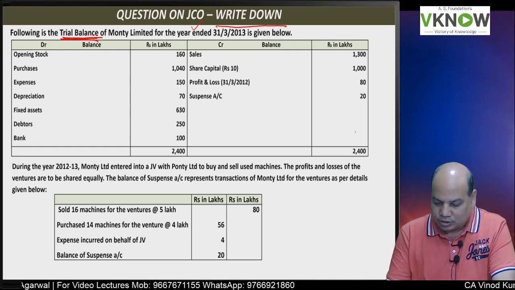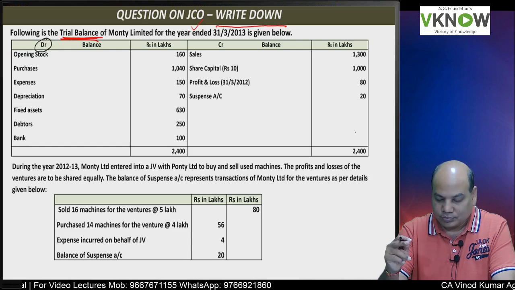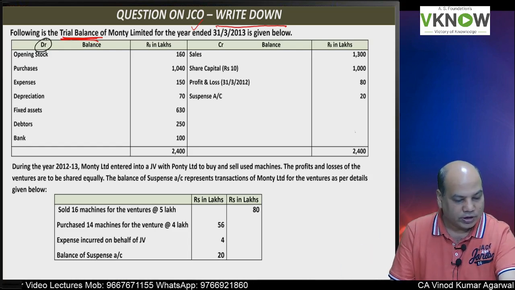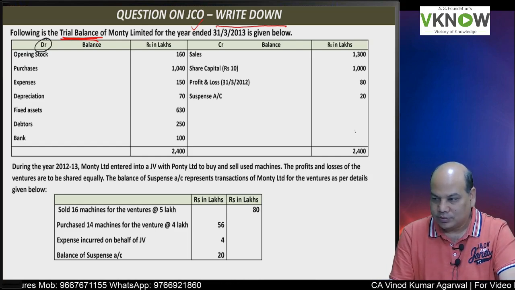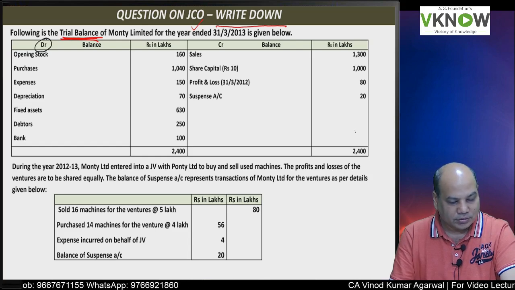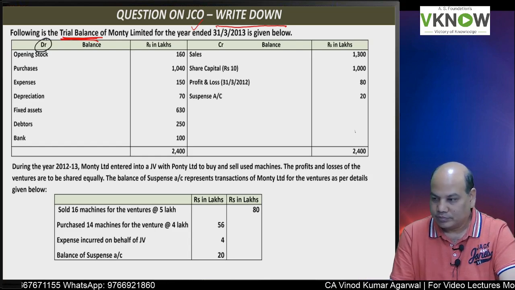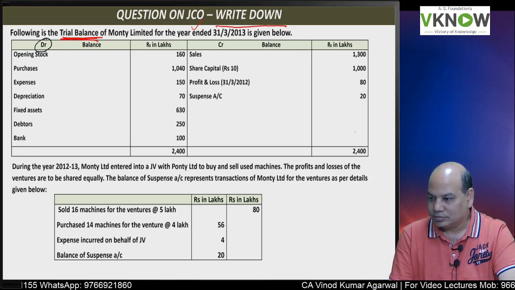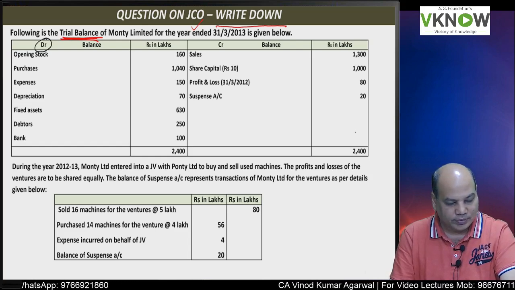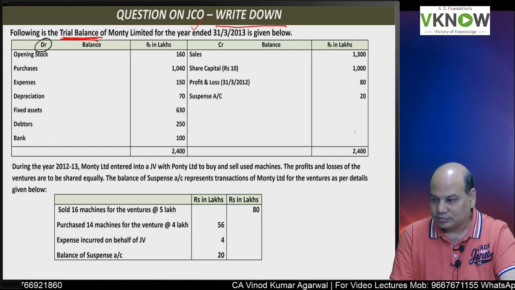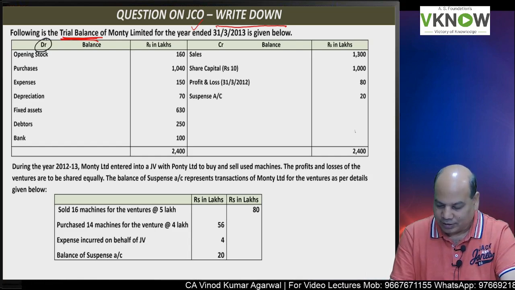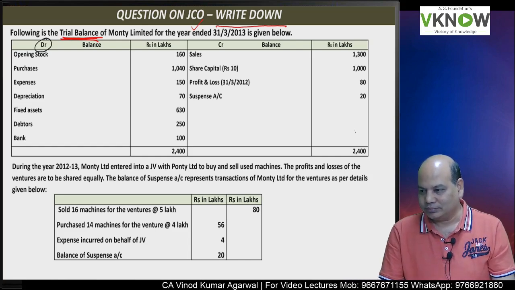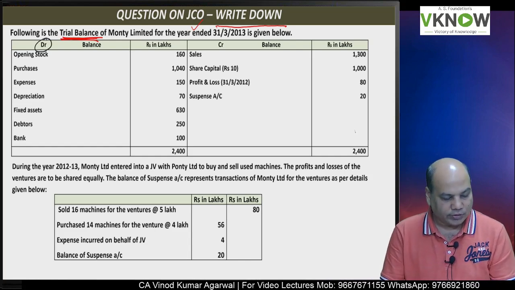Then write down on the debit side, opening stock 160, purchases 1040, expenses 150, depreciation 70, fixed asset 630, debtors 250, bank 100, total 2400.